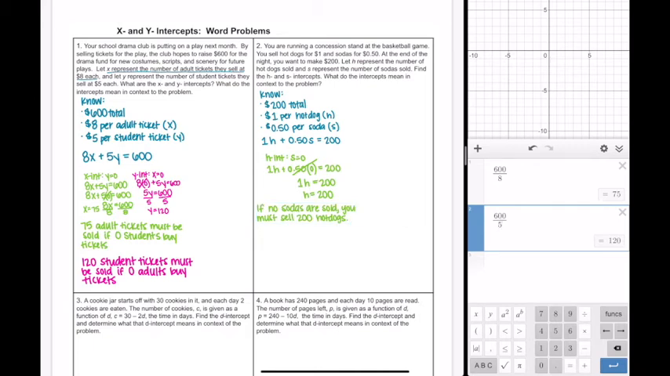Okay, now let's find the S-intercept. And that happens when H is 0. So if H is 0, that's $1 per hot dog, but if you don't sell any hot dogs, that would be 0, plus 0.50S equals 200. Well, 1 times 0 is 0, so you have 0.50S is 200. And you'll divide by 0.50 on both sides.